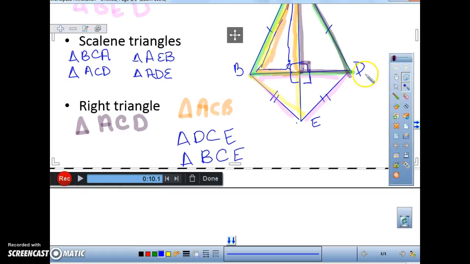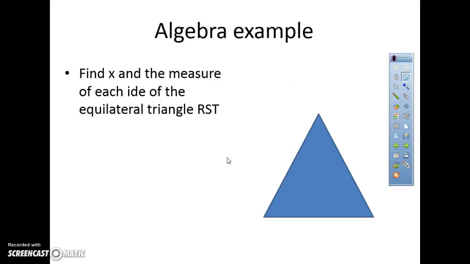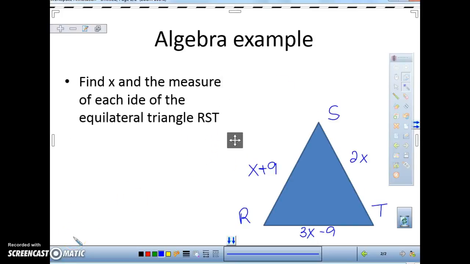All right, not only can we identify them, but we can use the identification to help us solve algebra problems. So let's look at one. Equilateral, all 3 sides have to be the same. So we have to find x and the measure of each side. So RS, what would it be equal to? X plus 9 would be equal to 2x. That would be one equation that we could write. What's another equation that could be true?